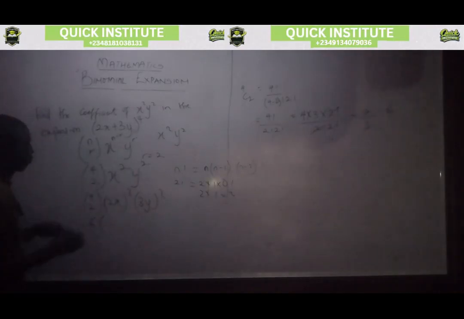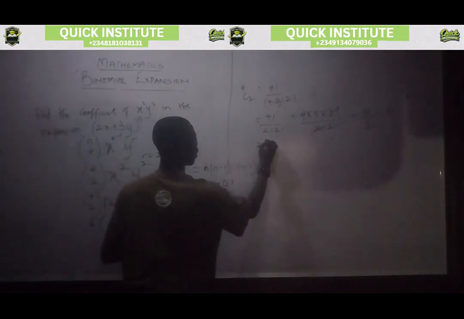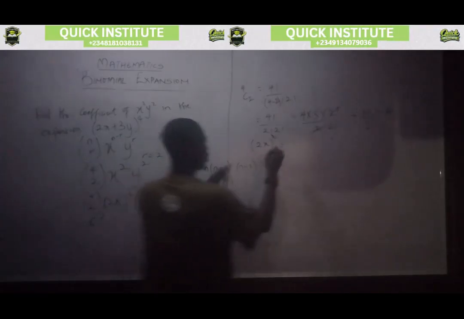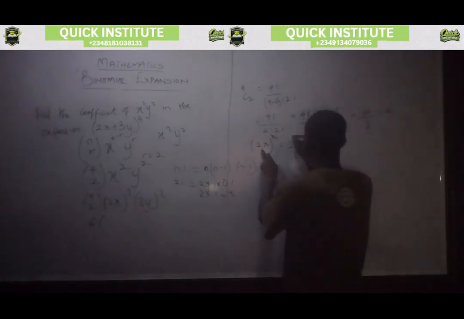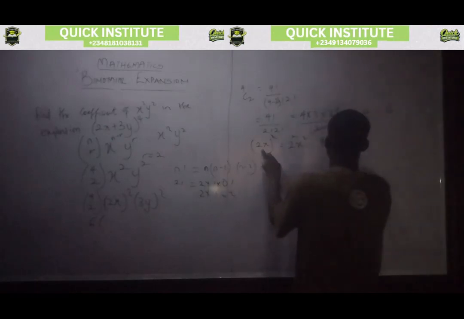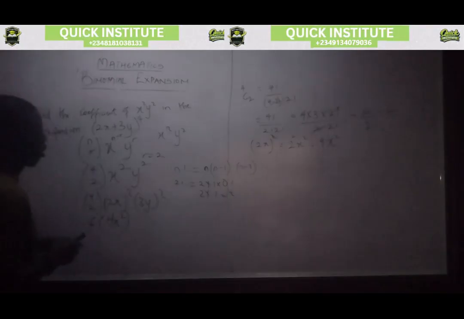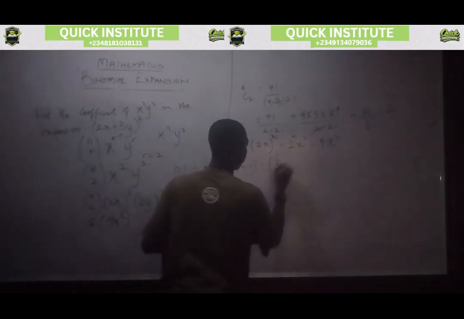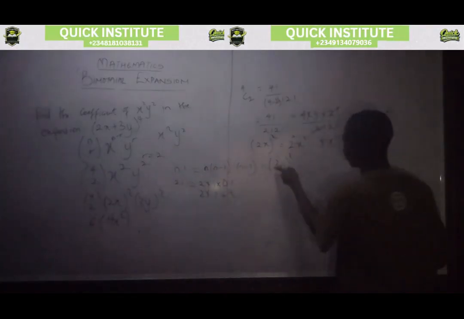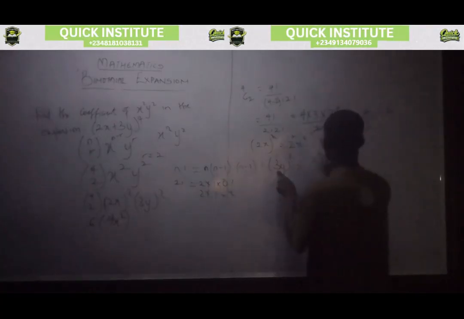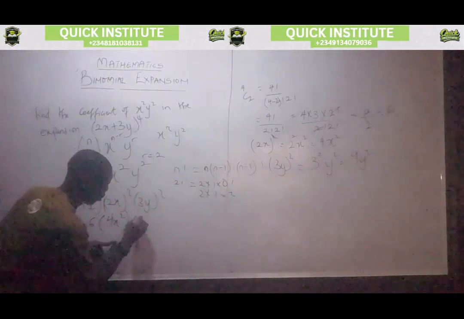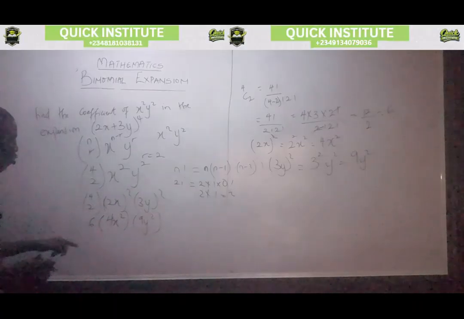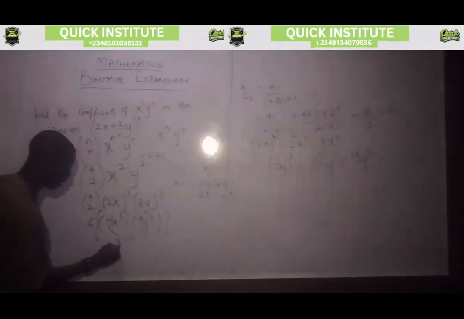So you have 6 here. Remember I said that (2x) all squared, the power is distributed to the terms in the bracket, which is 2 squared and x squared, which is 4x squared. Likewise for (3y) all squared, the power is distributed to 3 squared y squared, so we have 9y squared. So here 4 times 9 is 36.